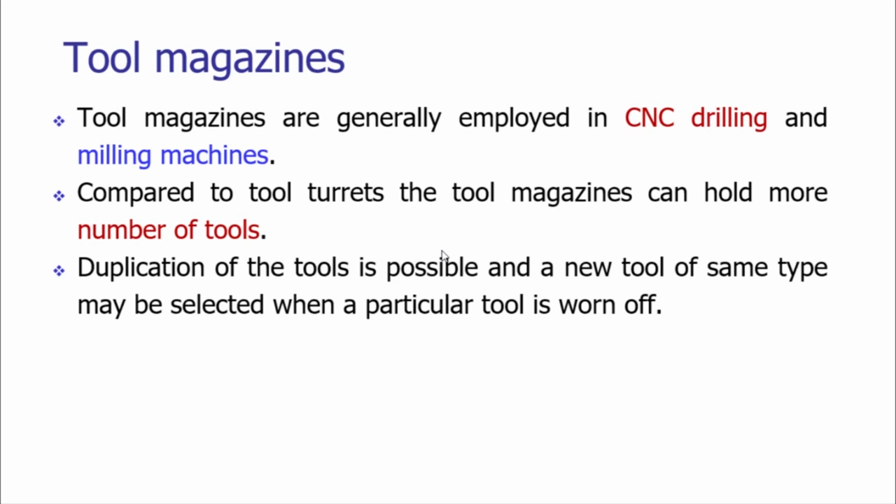As I mentioned, there is the problem of tool wearing. Tool regrinding is a very time consuming process. To solve this problem, we can have duplicate tools. We can have multiple tools of the same type. So when one tool in operation gets worn out, we can ask the machine tool, by using the CNC part program, to go for the next fresh tool of the same type. That duplication facility is very much possible with tool magazines.